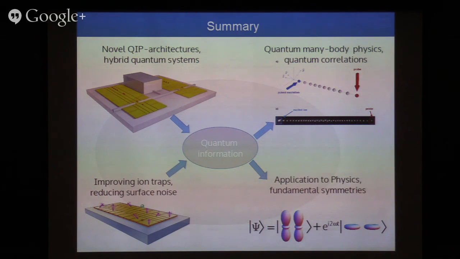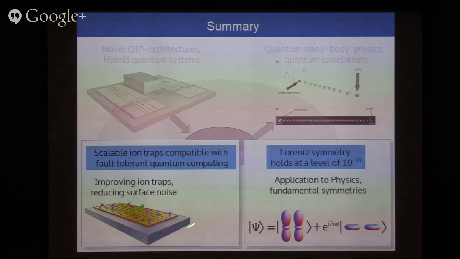So with this, I want to summarize. We work on novel quantum information processing architectures, especially we are interested in combining solid-state quantum information processing techniques with ions. I showed you how we can improve ion traps. We also work on quantum many-body physics, studying quantum correlations, or we studied energy correlations, energy dynamics already in the system. We are now at the point where we're looking at quantum correlations, hopefully very soon.